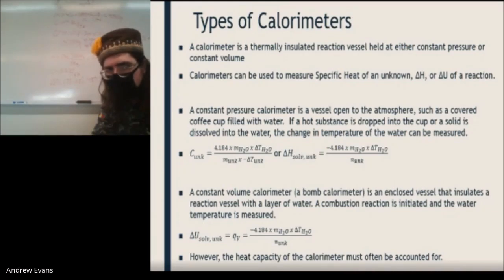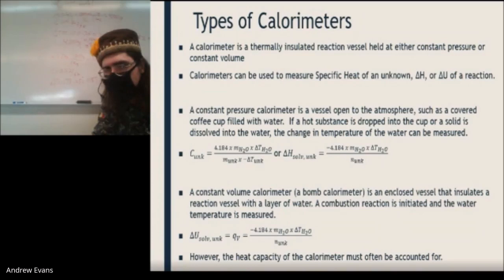Now, the other one is a constant volume calorimeter, also referred to as a bomb calorimeter. It's essentially an enclosed box. You have the substance in there, you burn it, you explode it in that box, and the box is surrounded by water. The water surrounding the box will heat up or cool down based on how much energy is produced in that box. And in this way, you can measure the internal energy of that object.